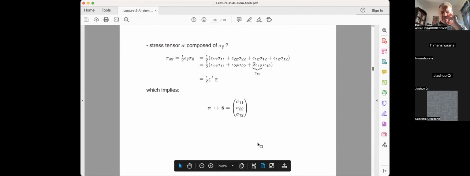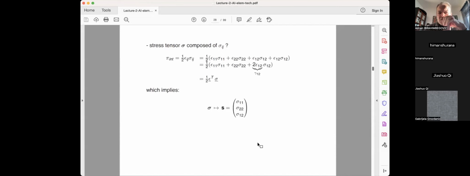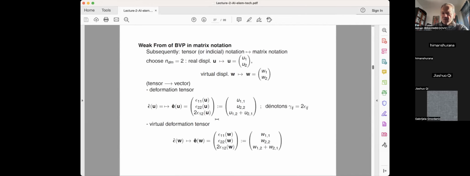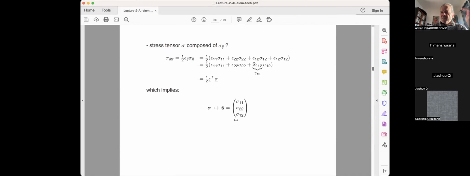So after that, I want to see how to pack the sigma. The goal is to keep the energy-like product with the same meaning. Normally, in tensor notation, the energy-like product is 1/2 epsilon ij times sigma ij. That amounts to epsilon 11 sigma 11, epsilon 22 sigma 22, epsilon 12 sigma 12, and epsilon 21 sigma 21, and because they're symmetric, that happens to be 2 times epsilon 12 times sigma 12. But in epsilon, we already had the factor 2. So in sigma, we only keep 1. And at the end, this is how we do the packing.